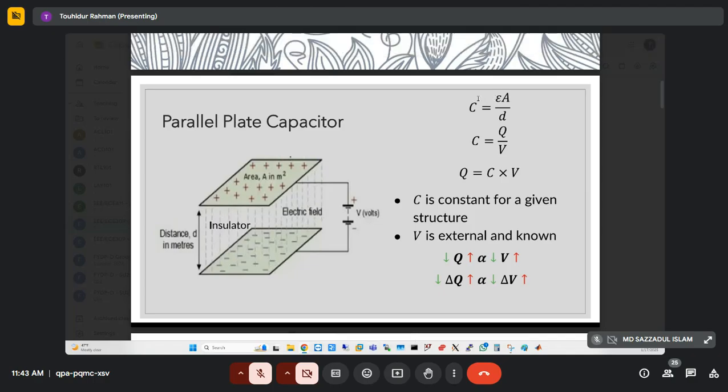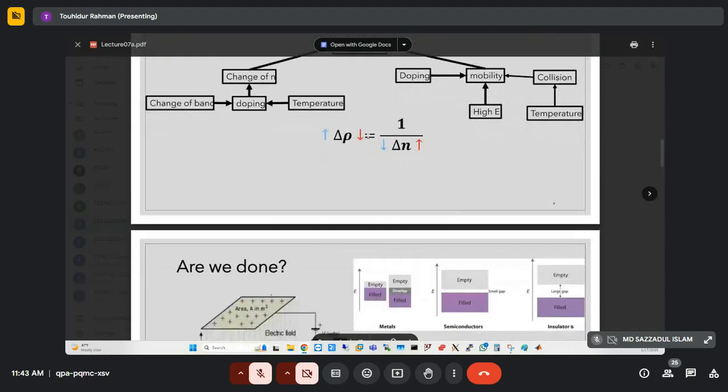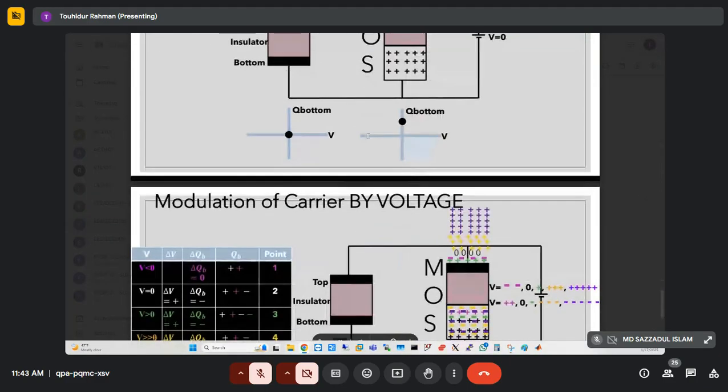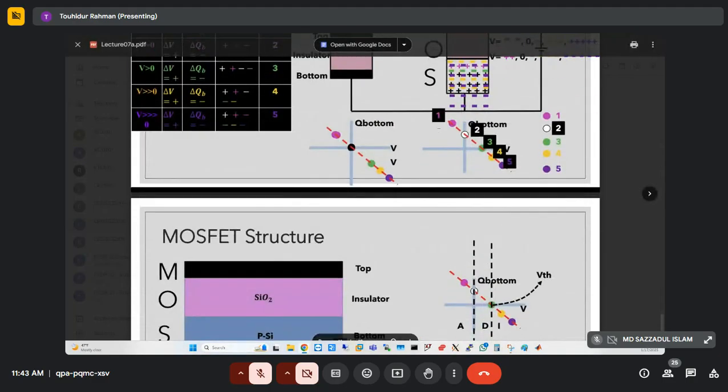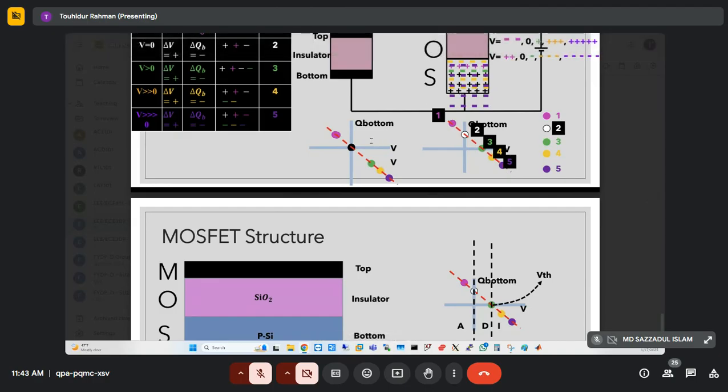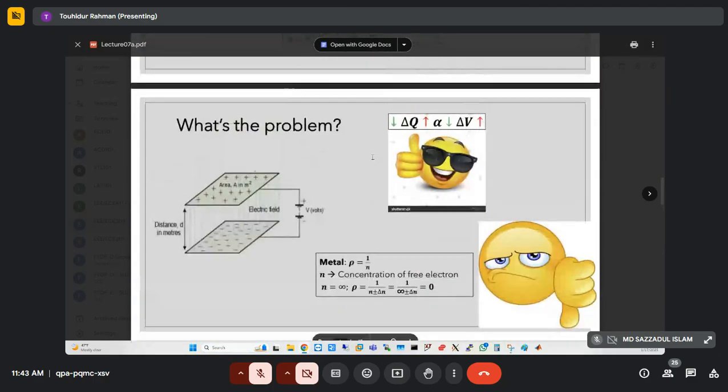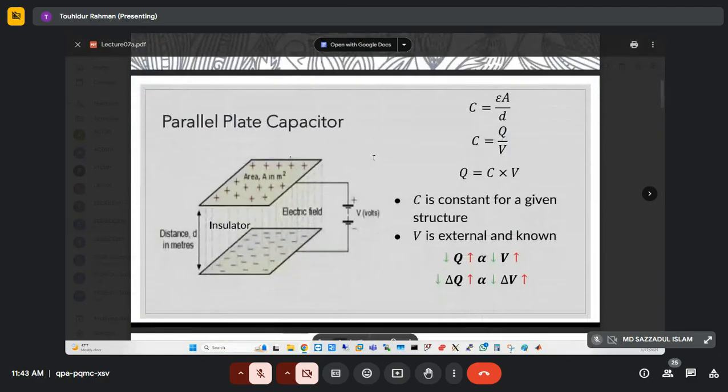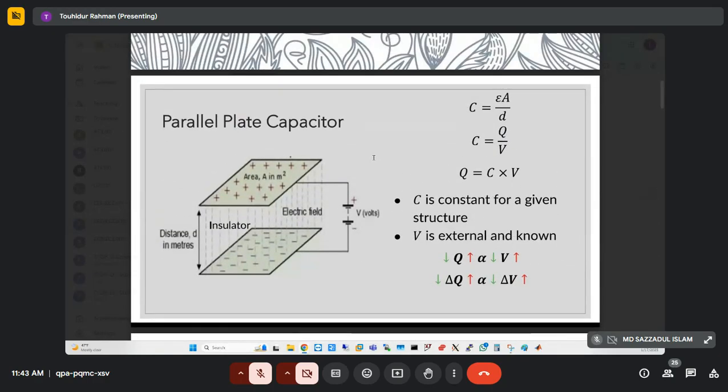We have to relate these changes with this diagram. We have to relate what happens if we change epsilon, A or D for a MOS cap or parallel plate capacitor. What is the effect on this plot of that kind of change for epsilon, A or D? So that's why it's a very important slide. You need to understand this slide and try to relate it with the charge distribution.